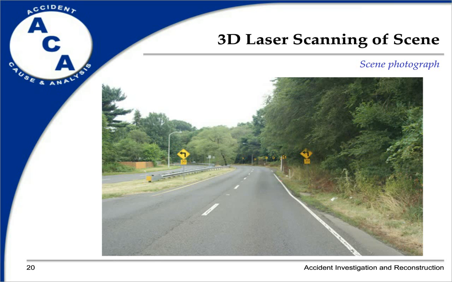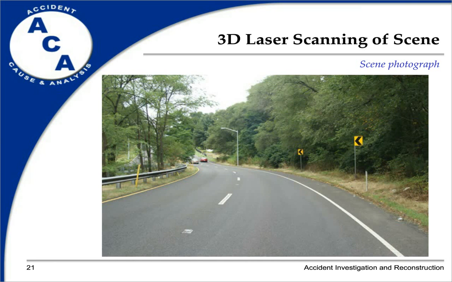We went out and laser scanned it because we thought in the future there might be a need to animate this type of case. And when you 3D laser scan something, you speed up the animation process. This is the travel path of the motorcycle. He comes around the curve and he loses control.